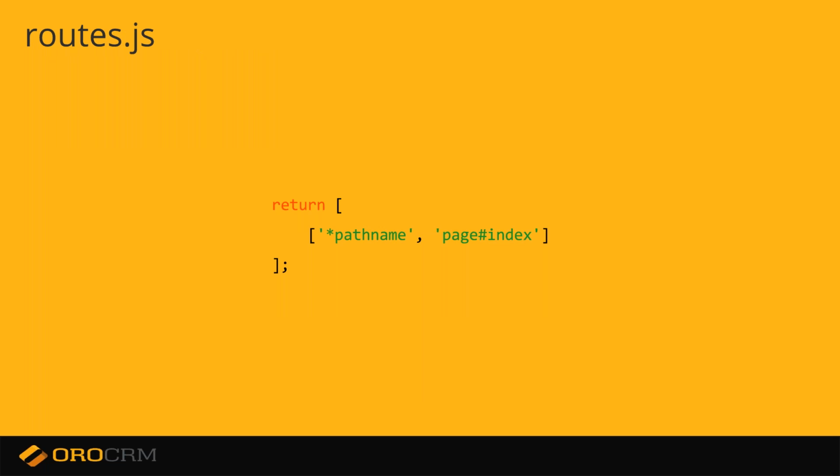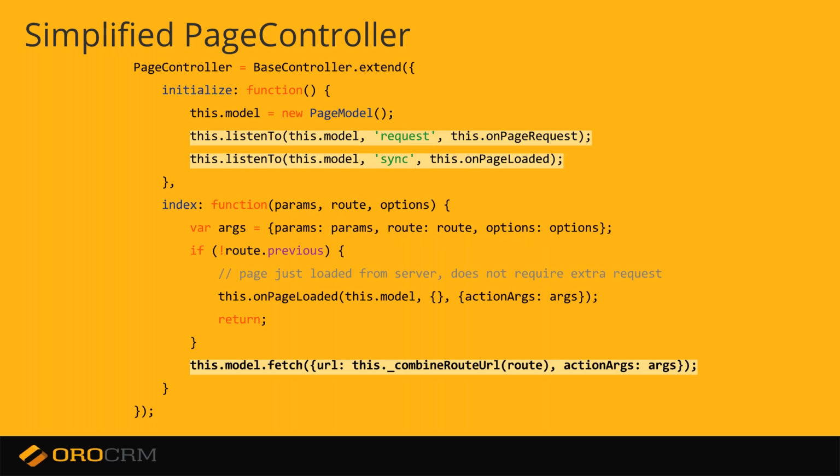In route definition, there is only one pair of route mask and controller. This means that all pages are processed by the same controller. And here you see similar simplified version of page controller.